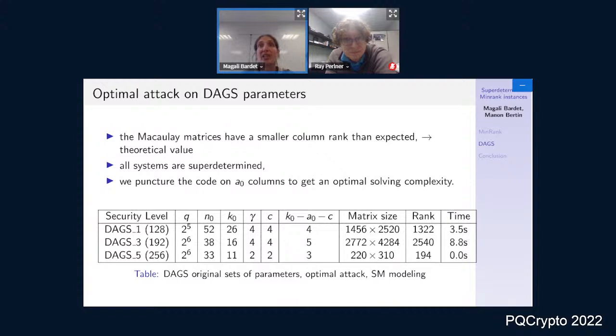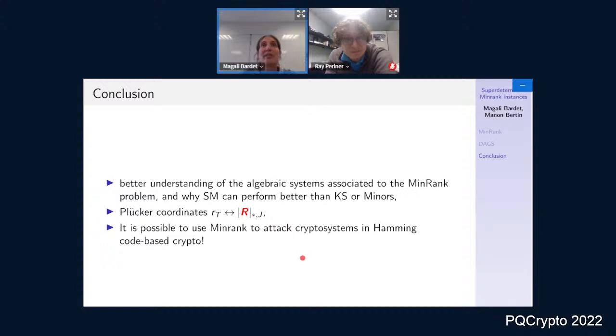So to conclude, I think now we have a better understanding of the algebraic systems associated to the MinRank problem and why the support minors modeling performs better than the other modelings. And one key ingredient is the use of the Plücker coordinates. And we also have an example of a MinRank attack in Hamming code-based crypto, and I think it's interesting. Thank you. I was a little bit long, sorry. If you have questions.